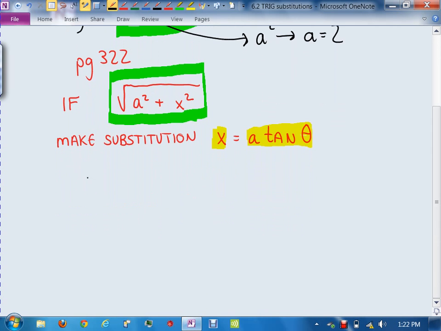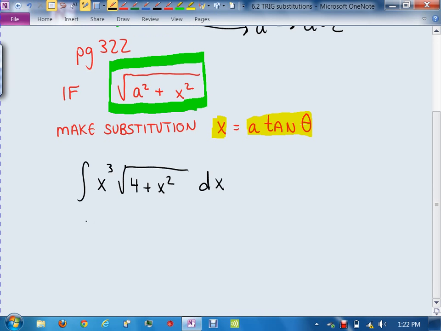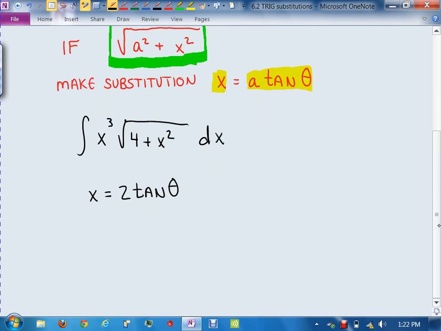I'm going to rewrite the integral down here. Integral x cubed square root of 4 plus, was it 4 plus x squared? Okay, I'm going to make a substitution right below this. I'm going to write x equals, for us, a tangent theta. So a was 2, so 2 tangent theta. There's my substitution. Now, that means I can replace x with this, right?